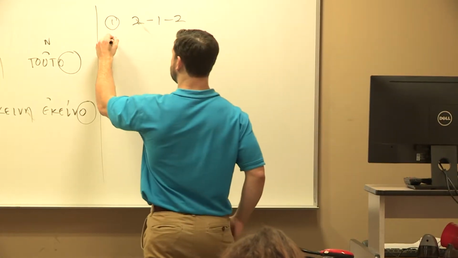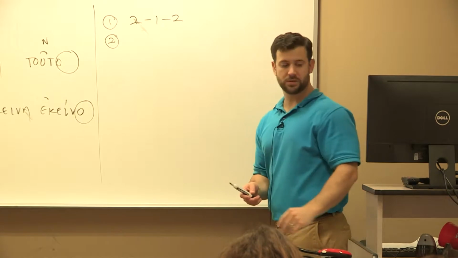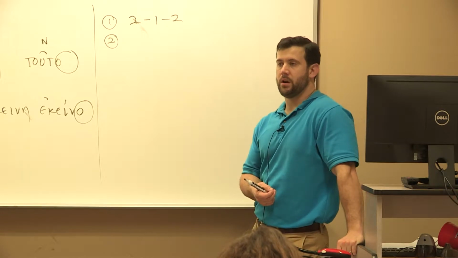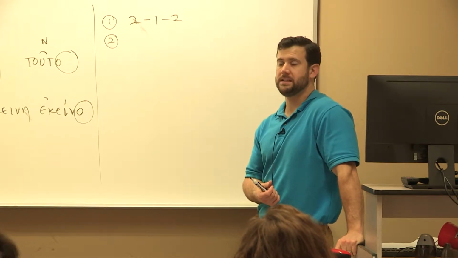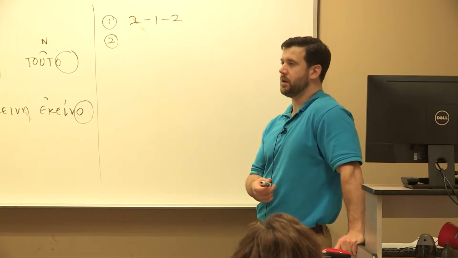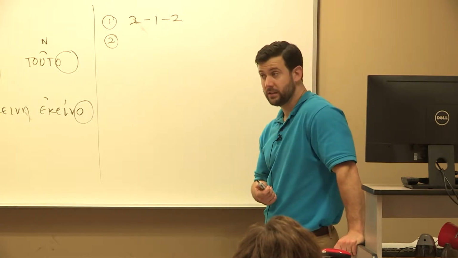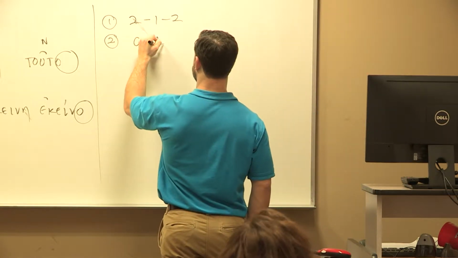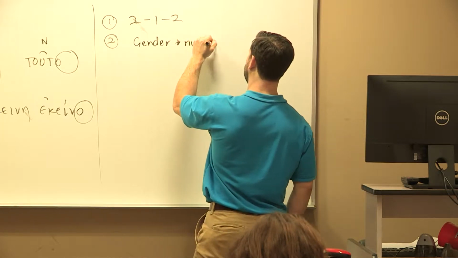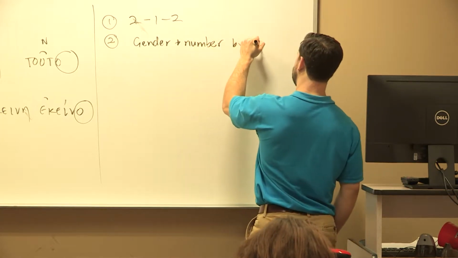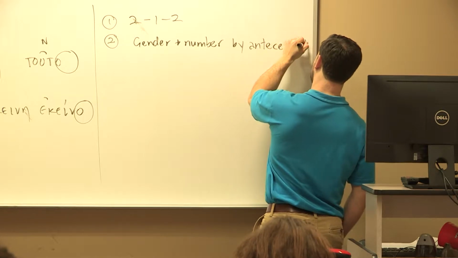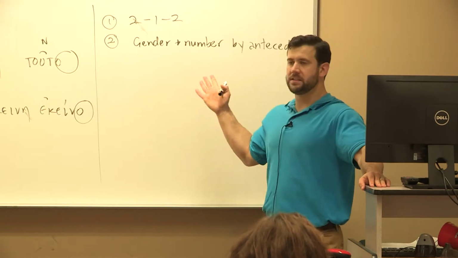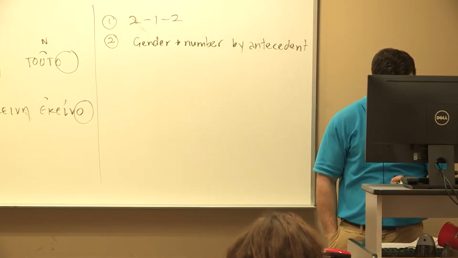Number 2. When the demonstrative is used like a pronoun, its gender and number are determined by its antecedent. However, its case will be determined by its use in the sentence. Gender and number by the antecedent, but its case is required by its use in its own clause. This is exactly the same as we saw with autos, so nothing new there.